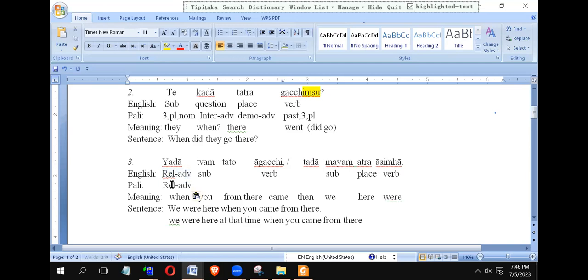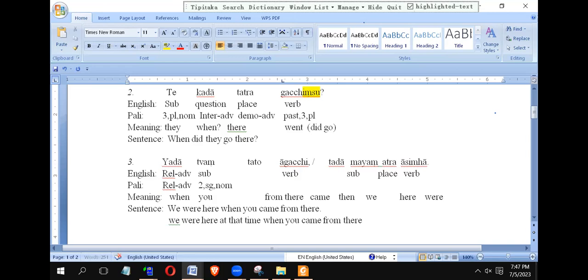Okay. How about tuam? Tuam in Pāḷi is second person. Second person nominative singular. Nominative, okay. How about tato? Tato is adverb. How come adverb? It shows the place, so it demonstrates the place, right? Yeah, demonstrative. Demonstrative adverb.